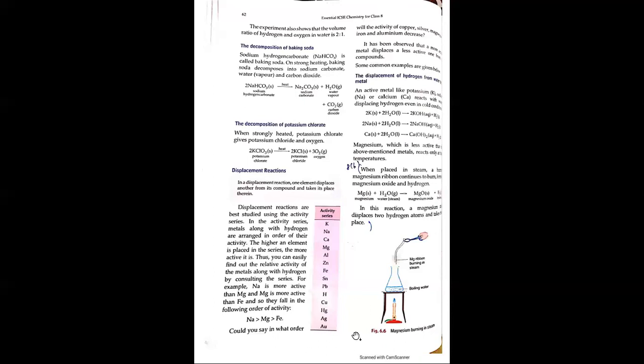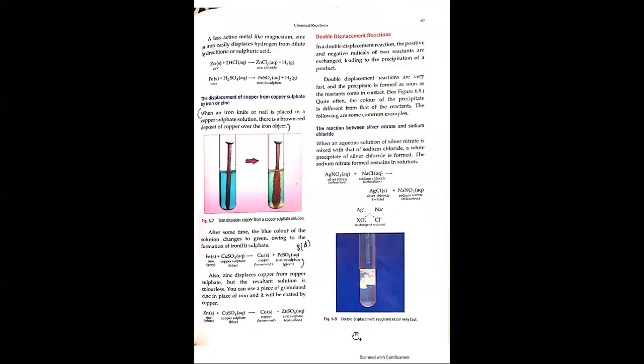Now when we talk about less active metals like magnesium, zinc, iron, they easily displace hydrogen from dilute hydrochloric or sulfuric acid because they are above hydrogen in the reactivity series. Zinc reacts with HCl to form ZnCl2 plus H2, and iron reacts with H2SO4 to form FeSO4 plus H2. So all these, magnesium, zinc, iron, displace hydrogen from acids because they are above hydrogen in the reactivity series.